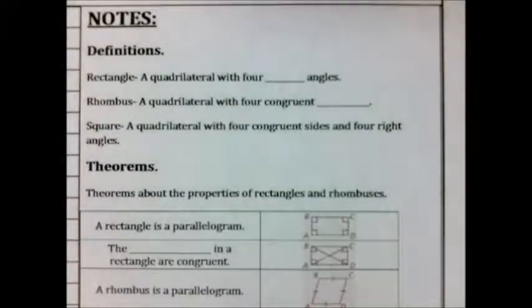These are easy definitions, but a rectangle is a quadrilateral with four right angles, okay? A rhombus is a quadrilateral with four congruent sides. It doesn't necessarily have right angles, but it has four congruent sides. And then a square is a quadrilateral with four congruent sides and four right angles, okay? So it kind of combines both the definitions of a rectangle and a rhombus.